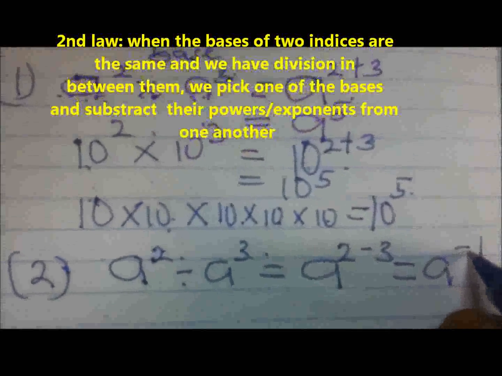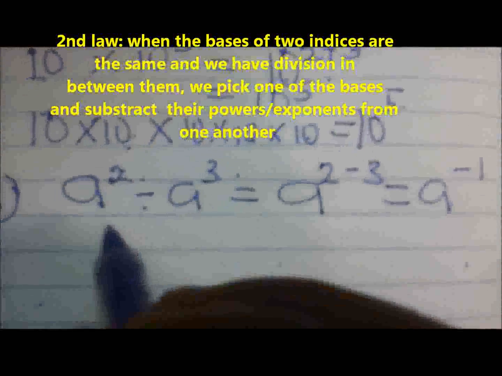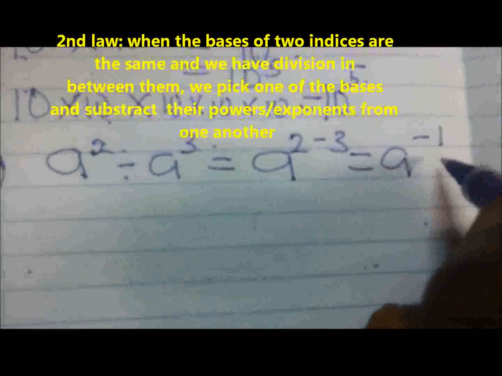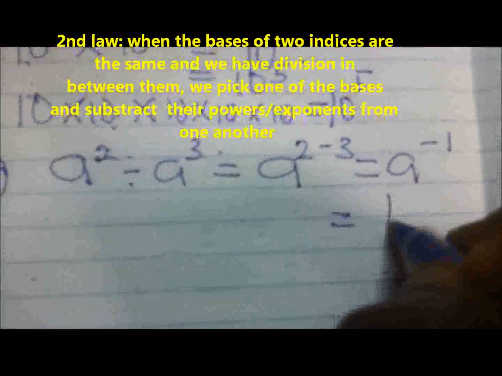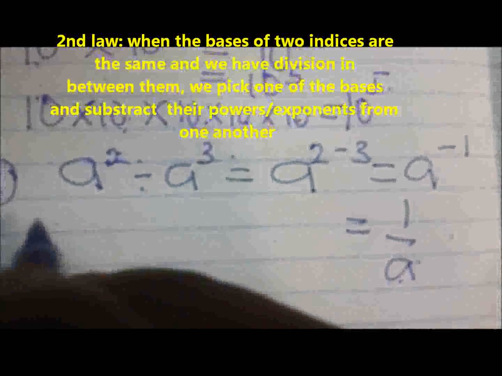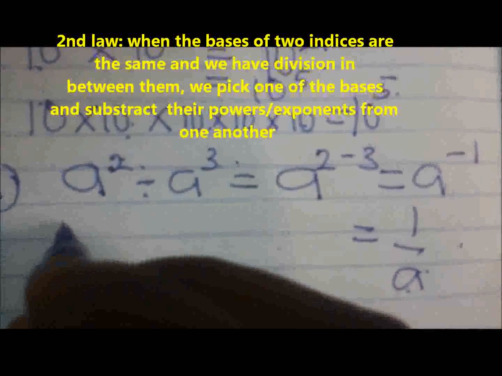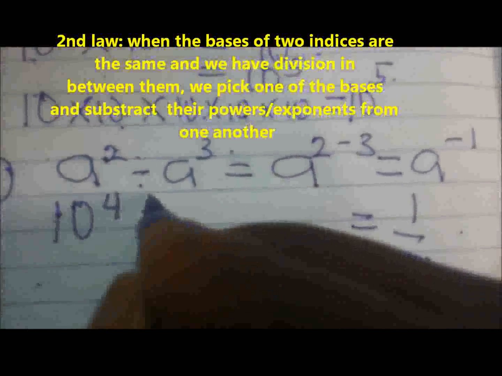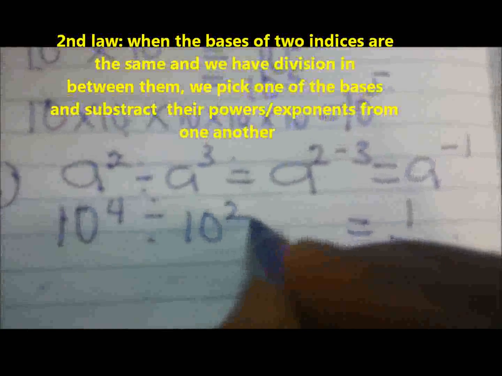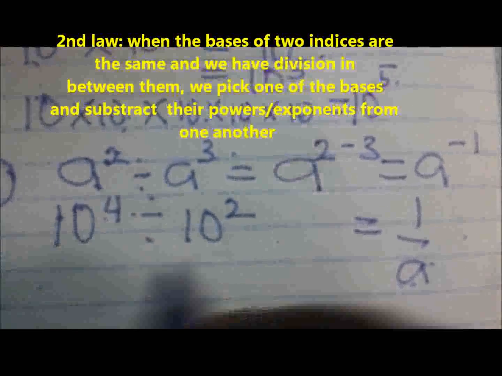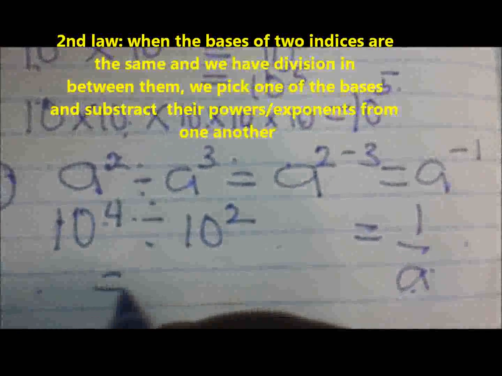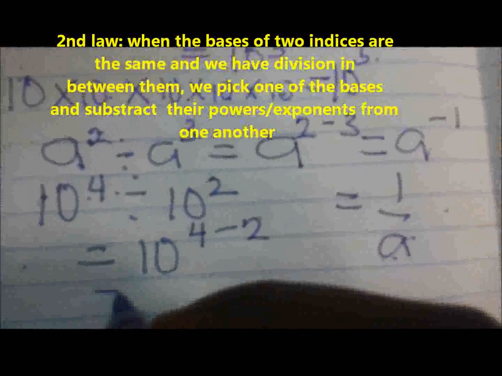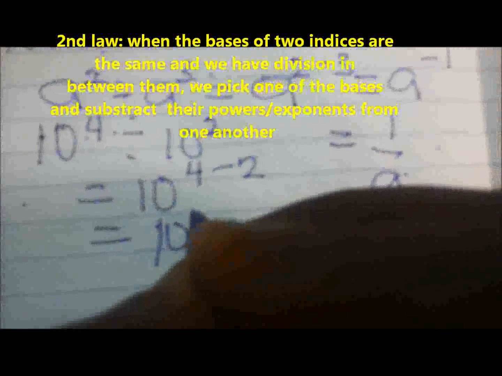We shall get to a situation whereby we have something like this. One of the laws, which we've not gotten to yet, says this is the same thing as 1 over a. For example, let's make use of numbers in place of letters. If you have 10 raised to the power of 4 divided by 10 raised to the power of 2, by using our law, this is the same thing as 10 raised to the power of 4 minus 2, and that's going to give us 10 raised to the power of 2.